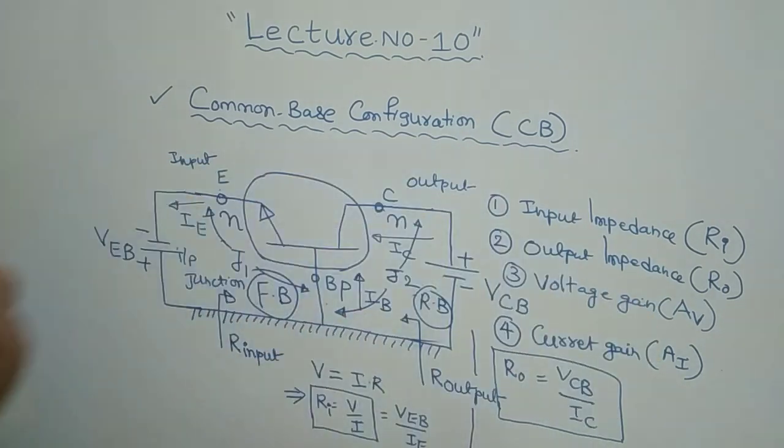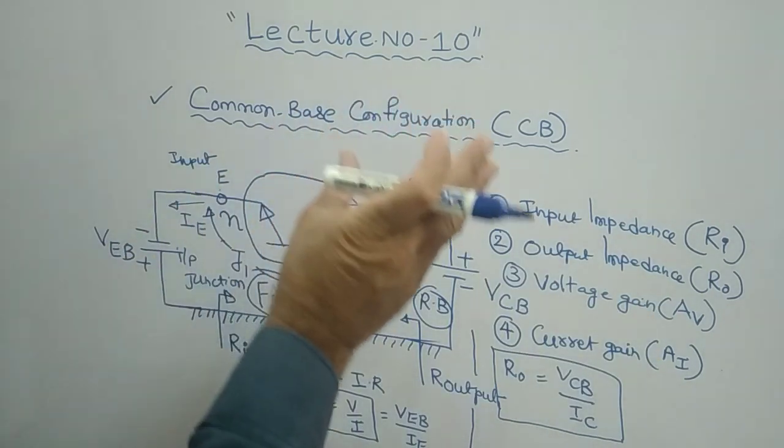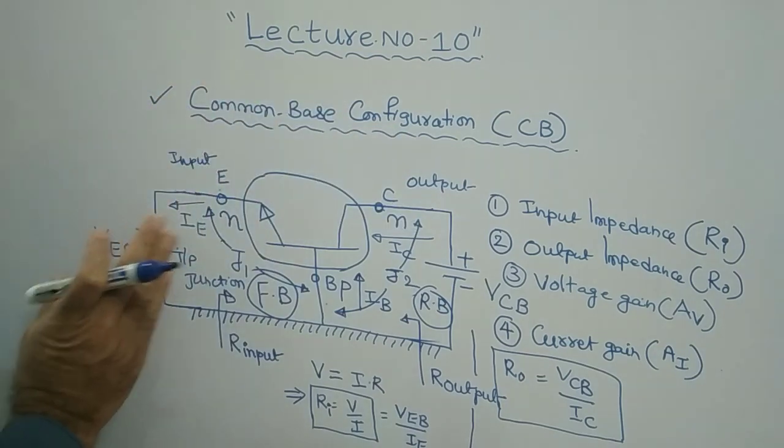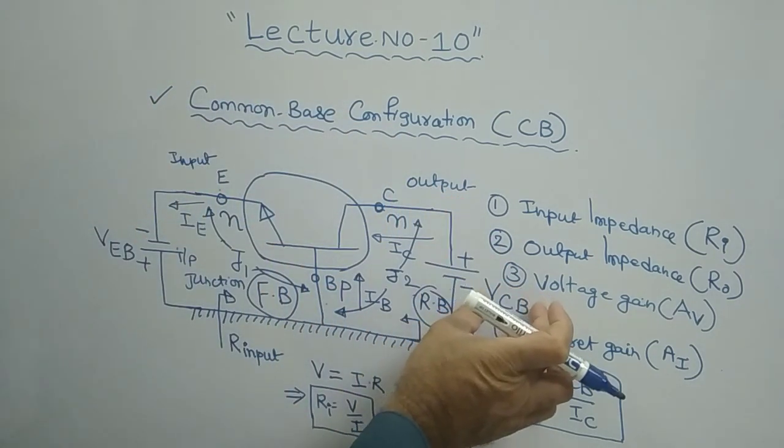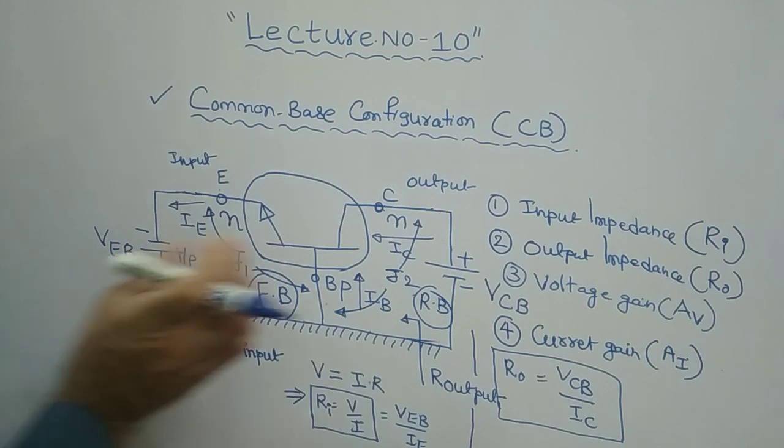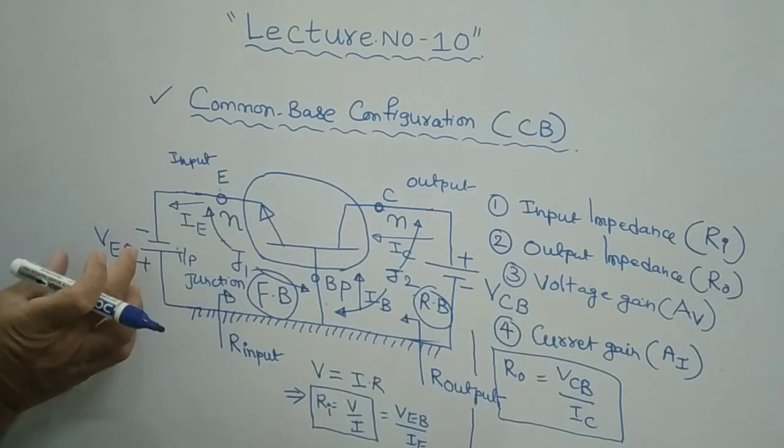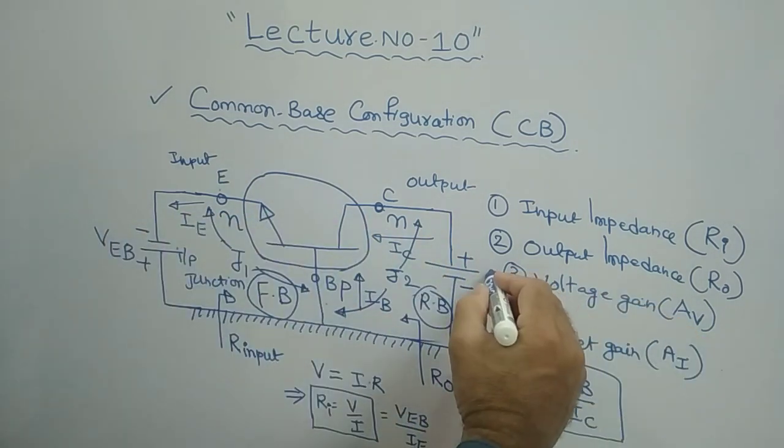Then what is the voltage gain? Voltage gain is output voltage by input voltage. What is the output voltage? Normally V_CB. So V_CB by V_EB. If you take that ratio, V_CB by V_EB, that is your voltage gain, the third parameter.